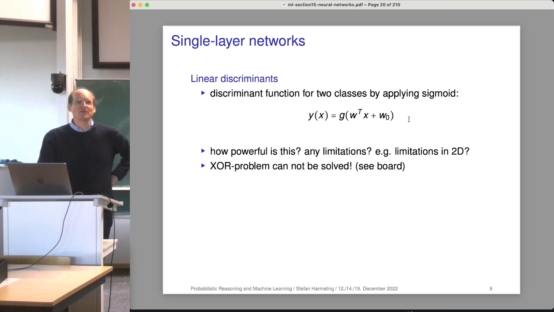No, it's commonly known. So maybe in other countries you learn it already earlier in kindergarten or somewhere, but you learn it now here in Germany. So this is the XOR problem, it cannot be solved, okay?